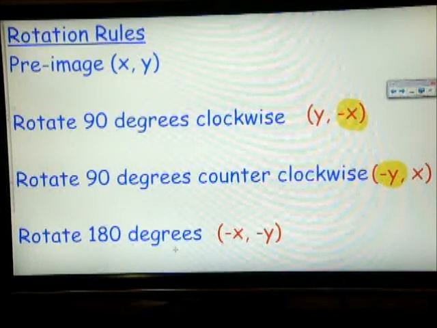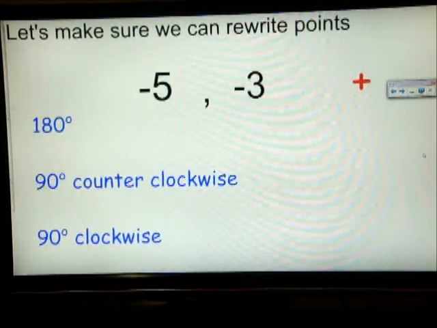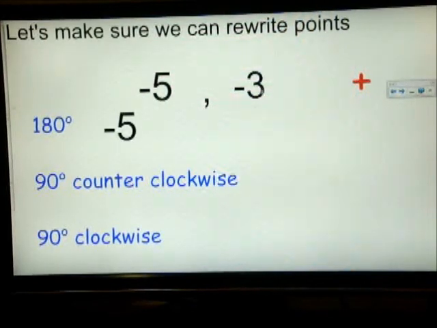When I showed you 180, the smiley face was upside down. It was the complete opposite of what it was before. Therefore, the points are the complete opposite as they were before. Before we look at a graph, I'd like to make sure we try some points just to make sure you're okay. So if our ordered pair for our pre-image is (-5, -3), how would our points change? Well, for 180 degrees, we know that the points stay the same except they become the opposite. So instead of (-5, -3), they're now just (5, 3).